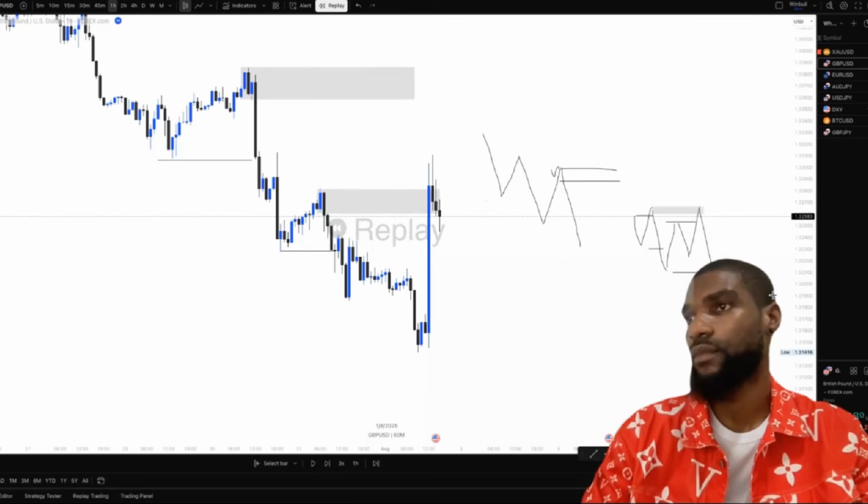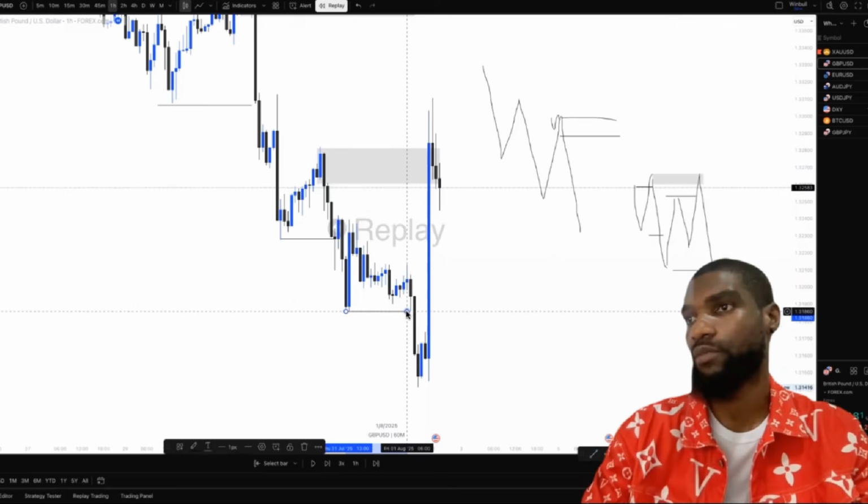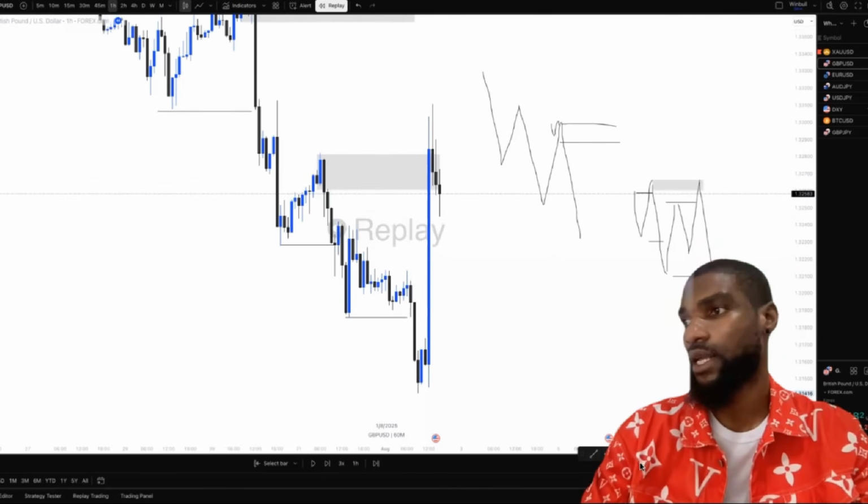Okay, before then, there was a break of structure to the downside here. Before that, there was a break of structure to the downside. So with this break of structure to the downside, now I have to remember what we are looking out for. We are looking for a break, a sweep, a break, an inducement before price taps, right? So now after this break of structure, I look to this other side.